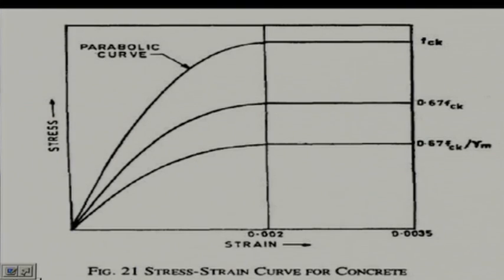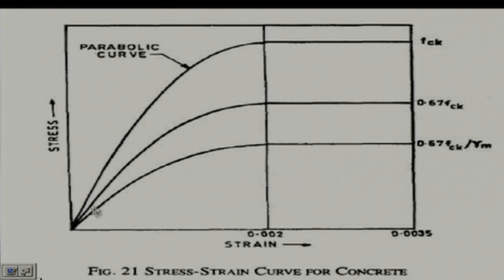This is justified because steel is manufactured in the workshop in a controlled environment. So, obviously, we can take less, whereas concrete is made in the field itself. So, we are taking a little bit higher, 1.5. That curve you will get in figure 21 of IS 456 for your reference.